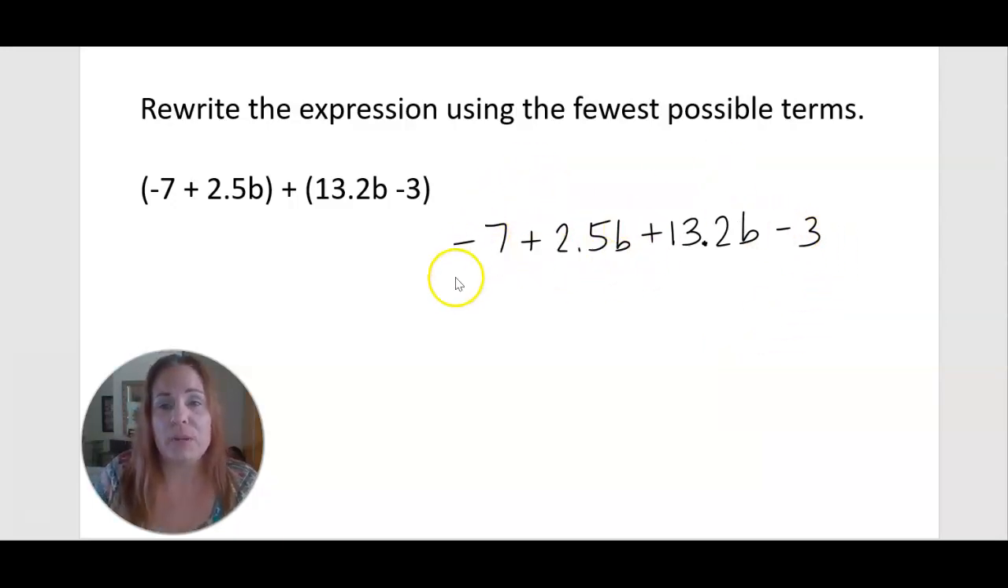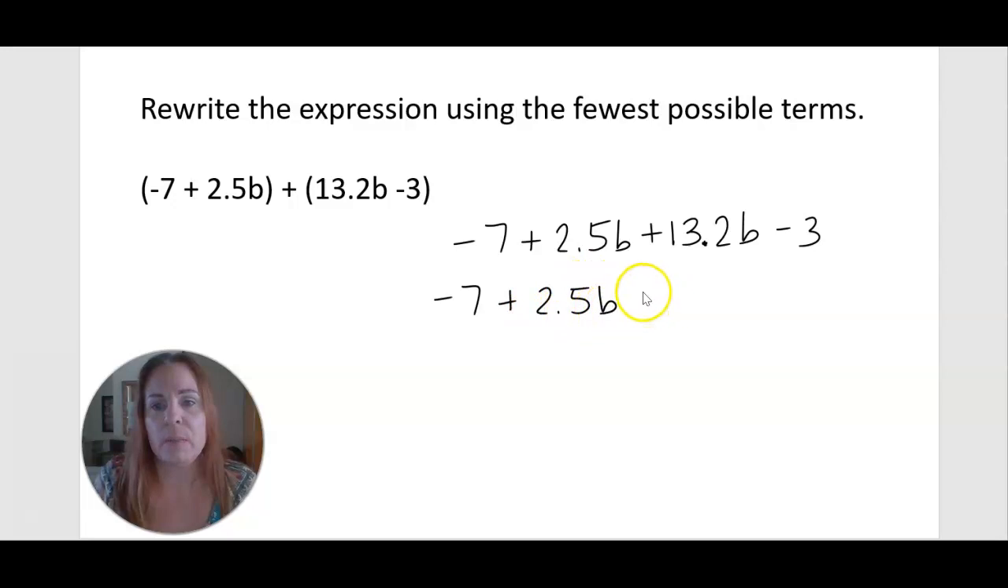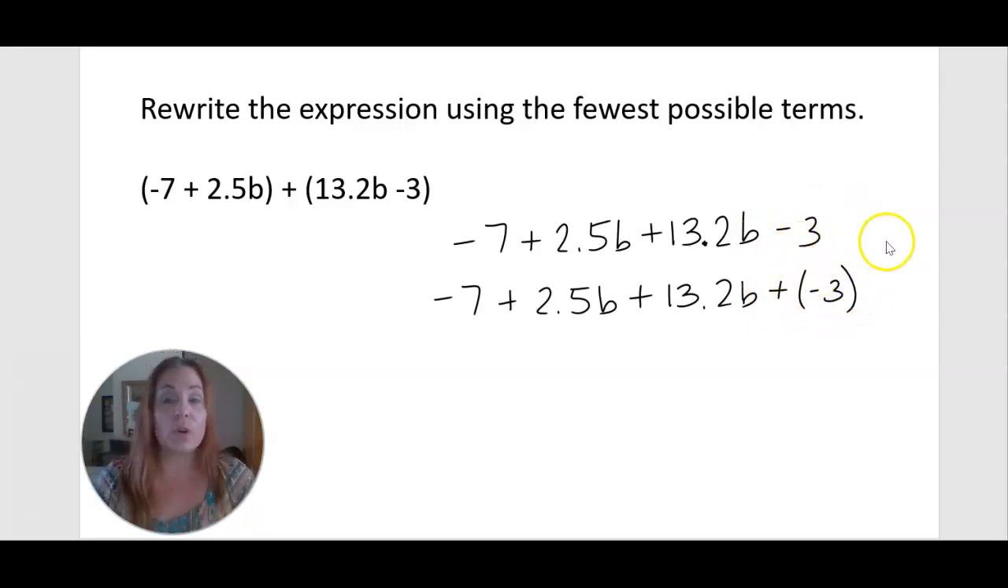So I'm going to keep everything pretty much the same, -7 plus 2.5b plus 13.2b, but instead of writing minus 3 at the end, that is the same thing as adding a -3. Okay, those are equivalent, and this is how you're going to see it in some of the answer choices. So I'm going to do that just so that you're used to it and so that we have all addition.